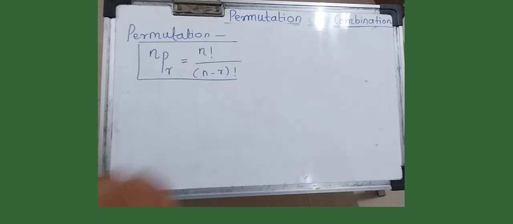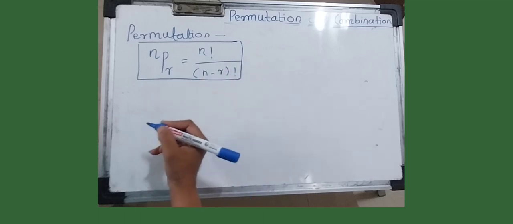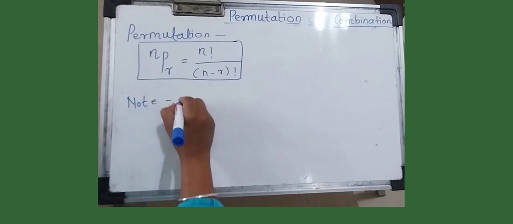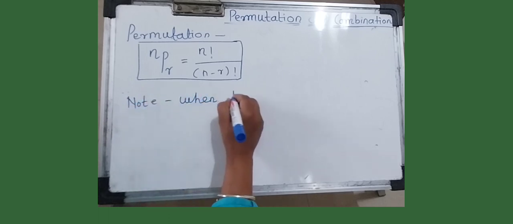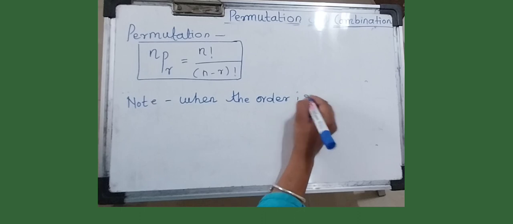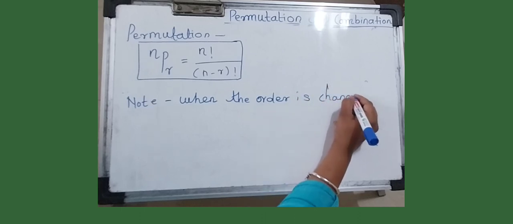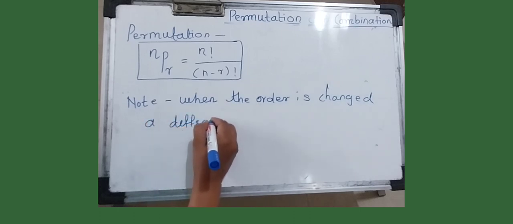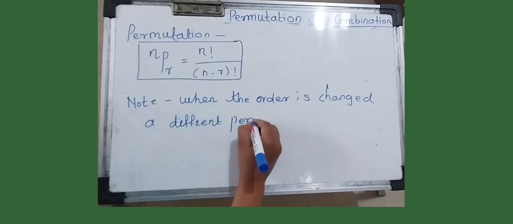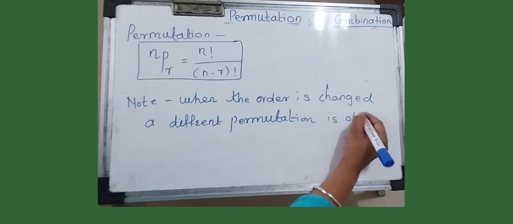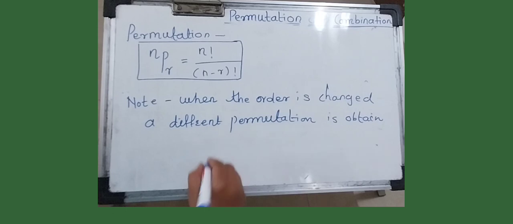Next is the important note. See, in the permutation, order is very, very important. So this note is very important. When the order is changed, a different permutation is obtained. So in the permutation, order is important. Okay, I will show you using an example.